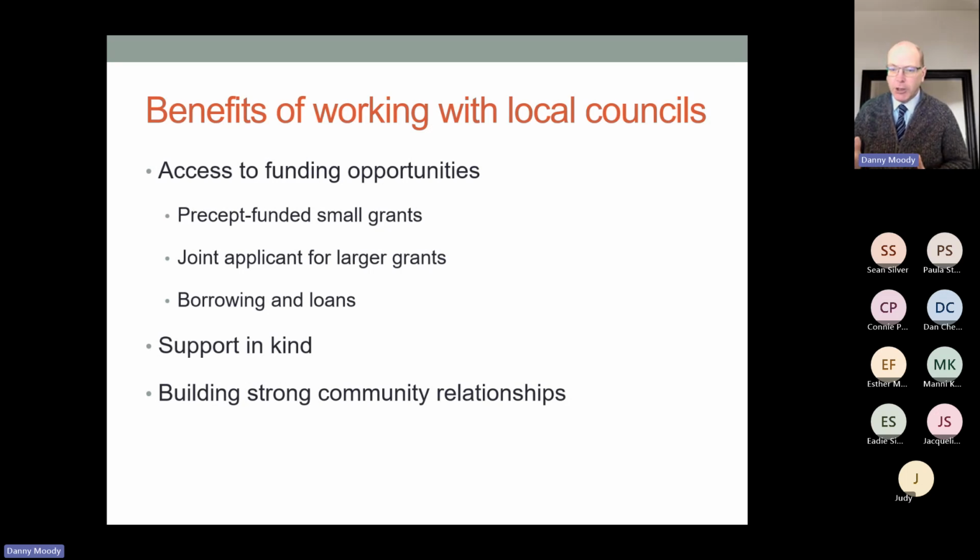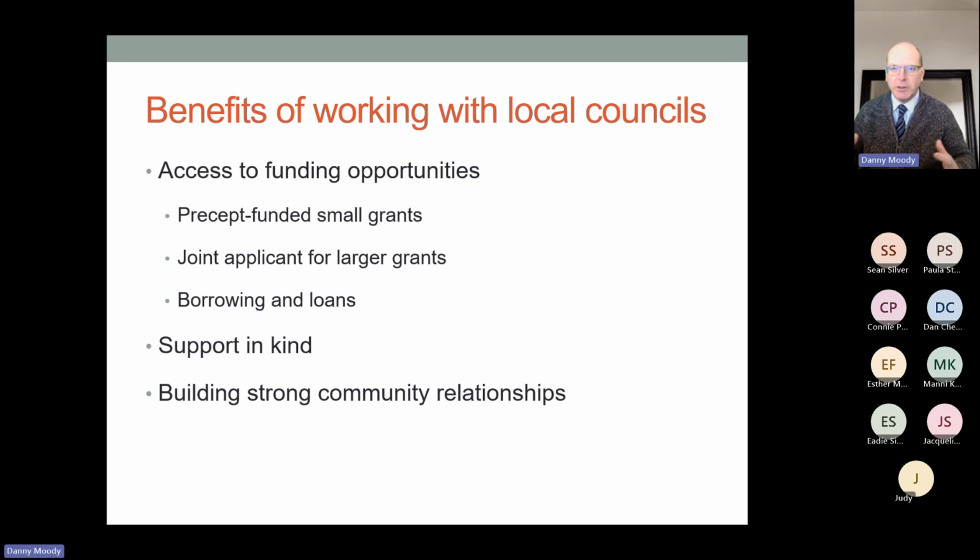Apart from cash, they can provide support in kind sometimes. So it might be that some of the parish or town councillors have expertise in project management or building projects or whatever it might be. And they might be willing to lend that support. Potentially, they could make administrative support available to a voluntary and community sector organisation if it needed it.